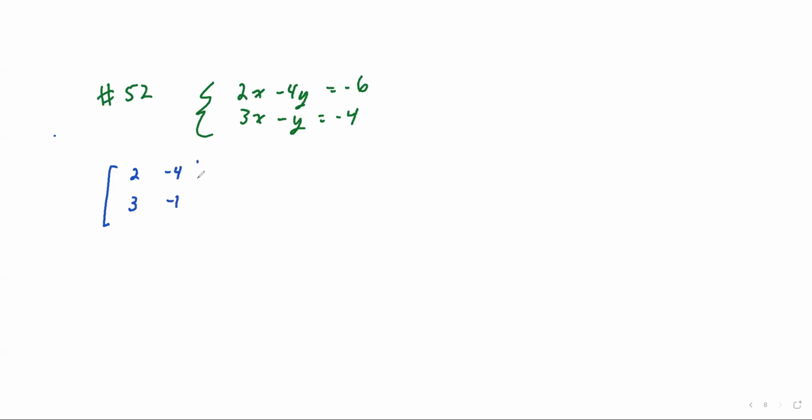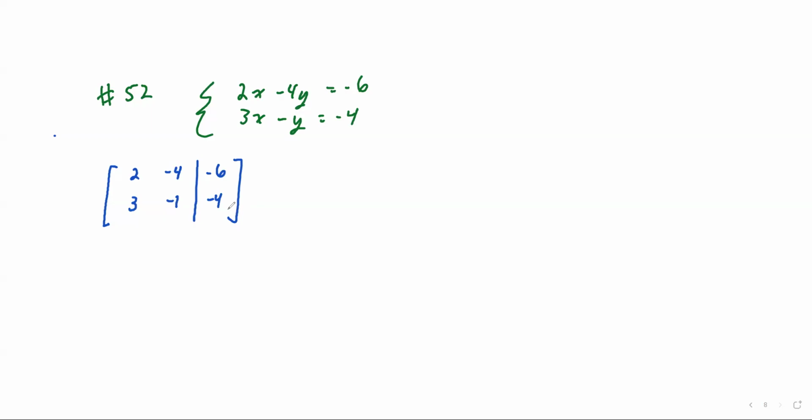So let's first look at number 52. This is 2x minus 4y equals negative 6. And this is 3x minus y equals negative 4. And you're asked to solve this. So step 1, put this in an augmented matrix. So here we go. So this is going to be 2, 3, negative 4, negative 1, and then negative 6, negative 4. So the beauty of matrices, it basically gets rid of the variables and just lets you basically multiply and add what you need to do.